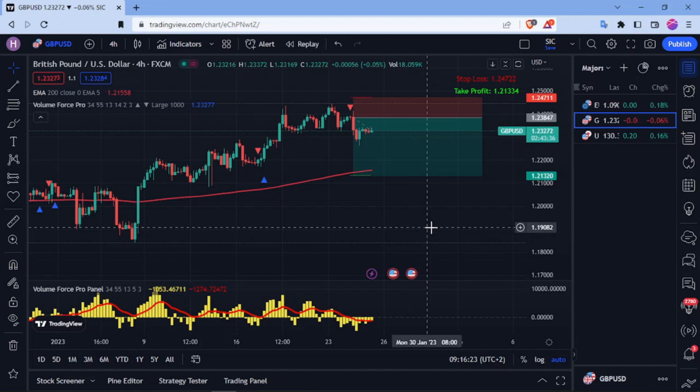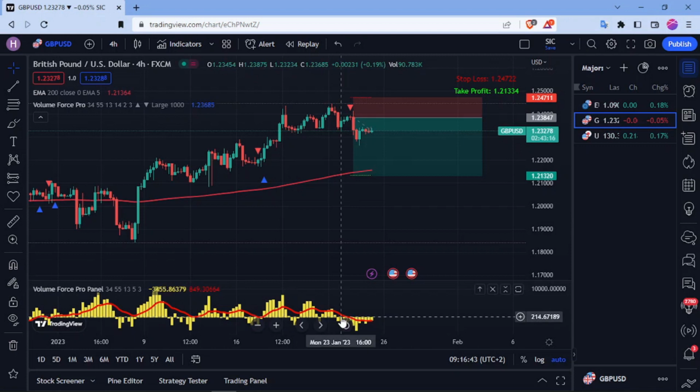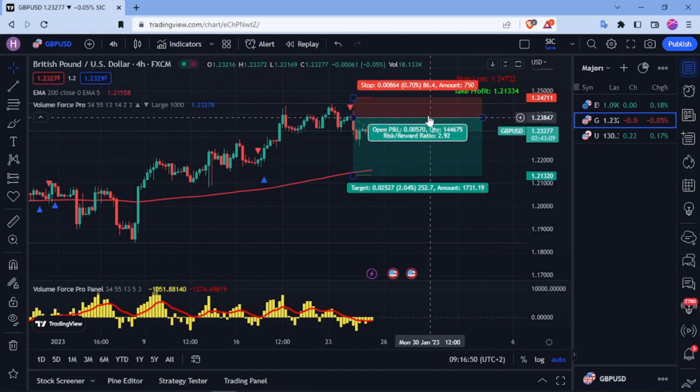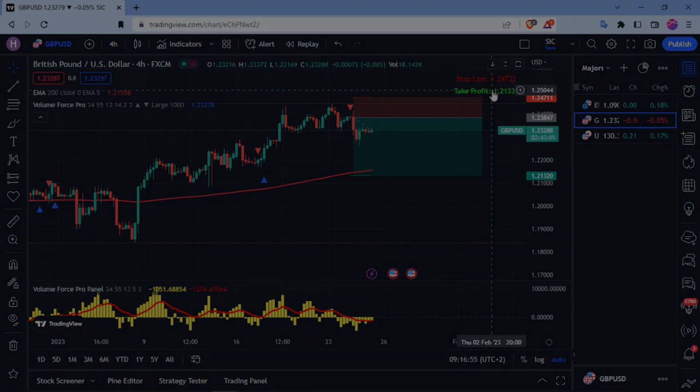In this video, we'll feature the new Volume Force Pro indicator for TradingView. This easy-to-use indicator has an advanced algorithm that determines hidden volume surges. It takes the guesswork out of trading because it shows exact entry, take profit, and stop loss, which are all displayed in the top right of your screen. This makes it perfect for new and experienced traders.